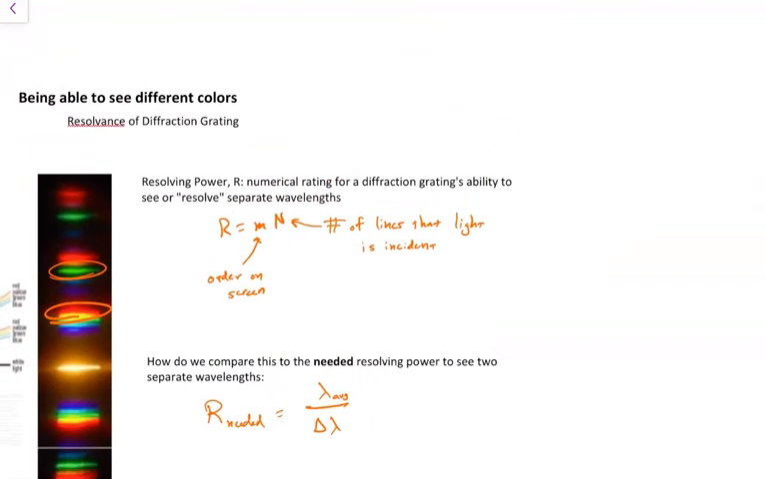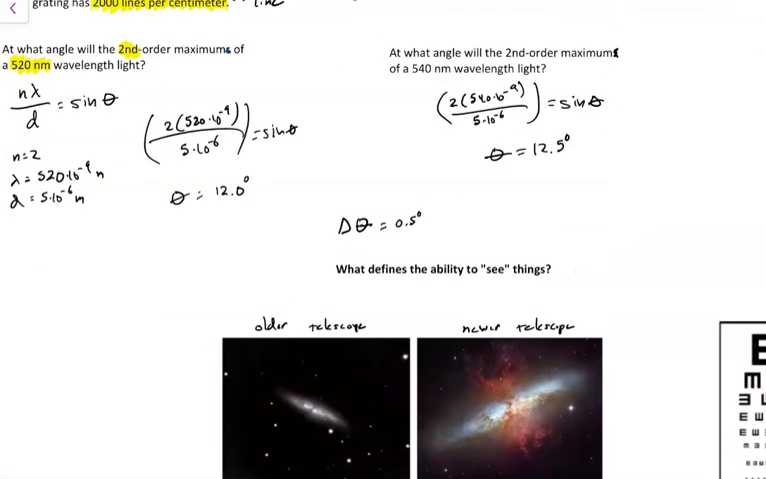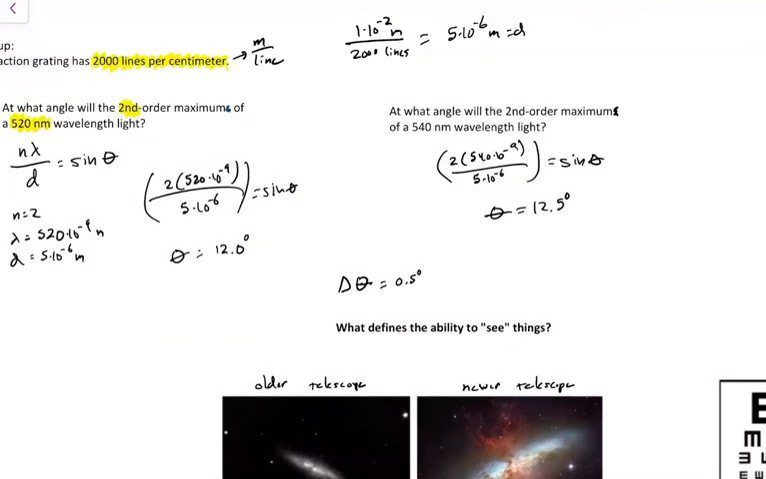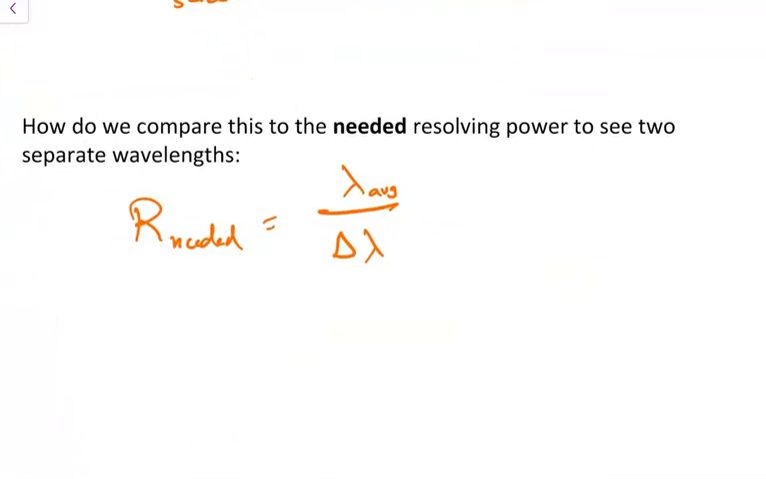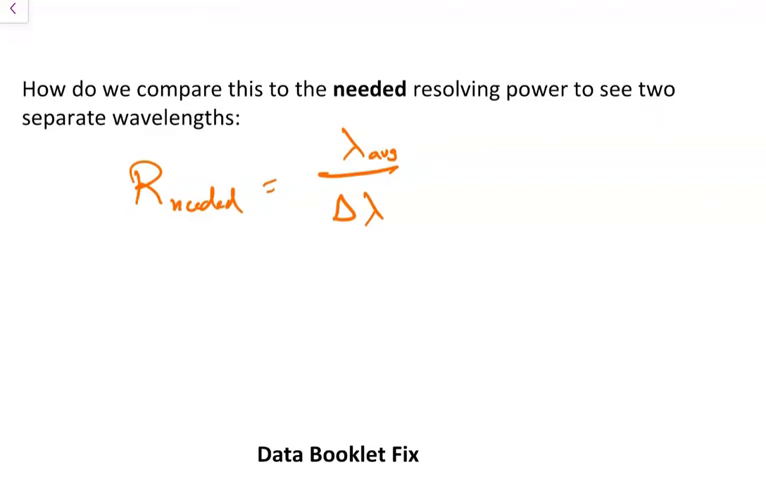So for example, the problem that we did on the top with 520 and 540, our average would have been 530, and the difference would have been 20. So we could have found the resolving power needed by dividing the 530, right? 530 divided by 20, and that would be your R needed for that problem up above. But we're going to do a practice problem later, so I'm saving that till later.